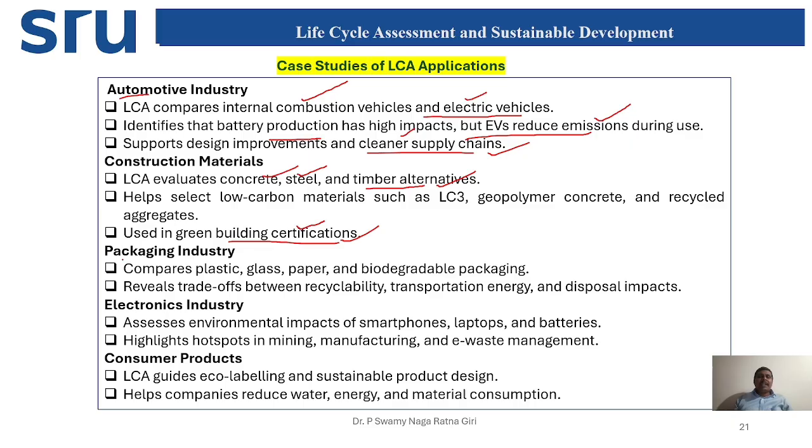Next is the packaging industry. As earlier stated, a lot of plastic, glass or paper waste comes from packaging industries, where different goods are packed and sent to clients or consumers. In this one we have plastic, glass, paper waste and biodegradable packaging, all of which come into the picture. Let us learn how the trade-offs between recyclability, transportation energy, and disposal impacts affect these choices.